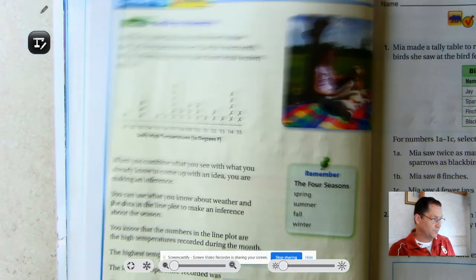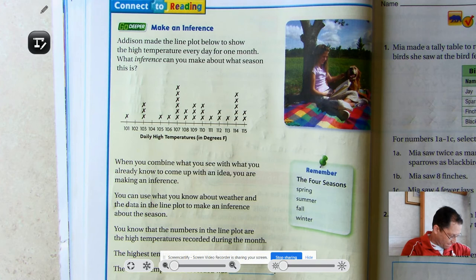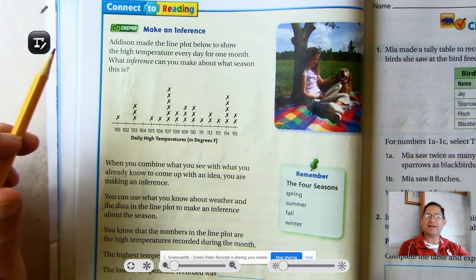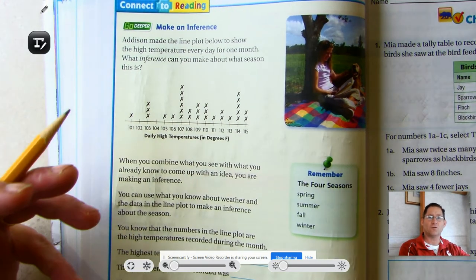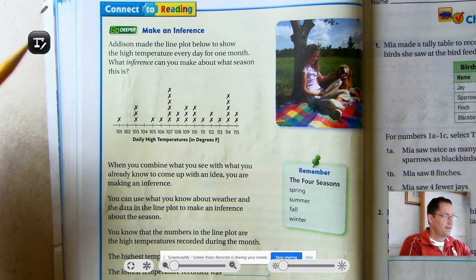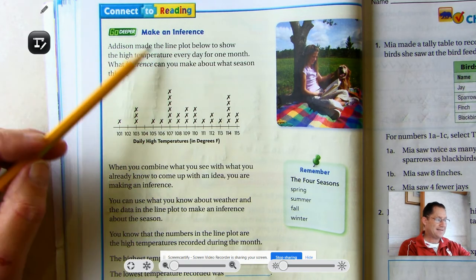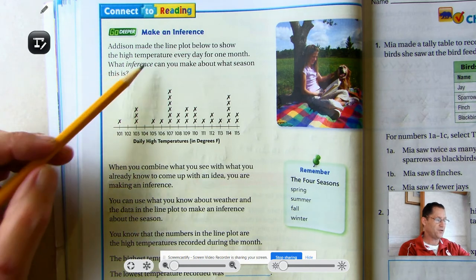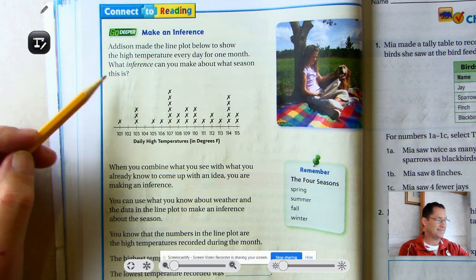Okay, page 92. Make an inference. So an inference is basically kind of like a guess. We predict or infer what's happening based on the information we are given. So Addison made the line plot below to show the high temperature every day for 1 month. What inference can you make? What conclusion can you make about what season this is?